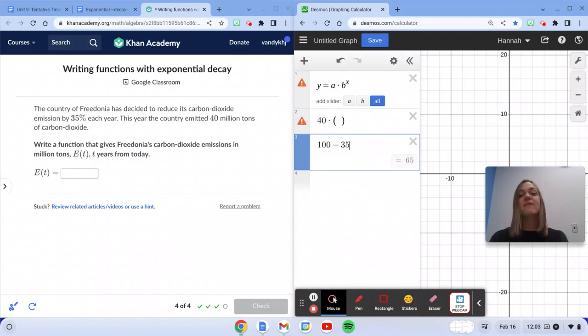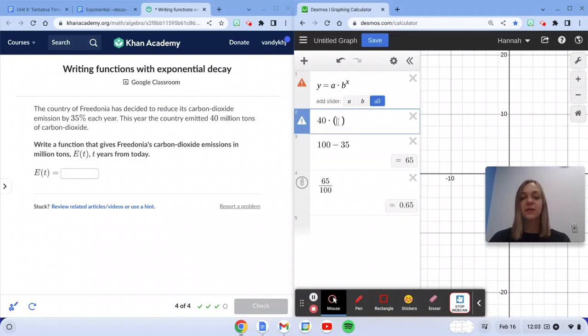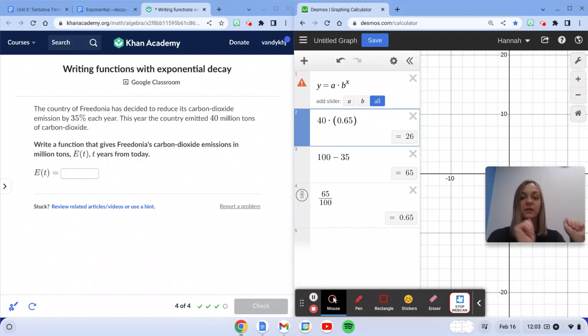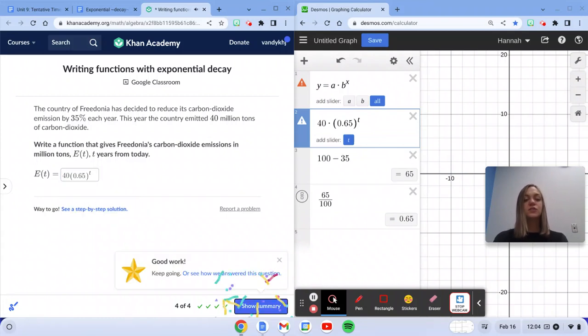To find the decay factor, I'm just going to subtract out 35% to get 65%. Converting that to a decimal, we get 0.65, and that is our decay factor. T is the variable, so I'll type all of this in the box. Again, you're not solving for anything. We're literally just making equations, and you are good.